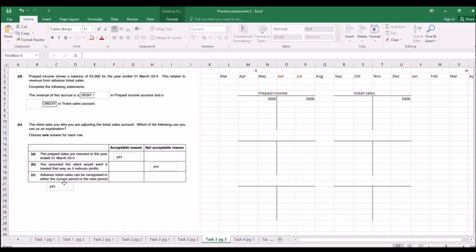Advanced ticket sales can be recognised either in the current period or in the next period. No, they're not, because they're advanced ticket sales, so they're for the next period. So that would not be an acceptable reason either. So that would be how it would look. And that is the end of task 3.